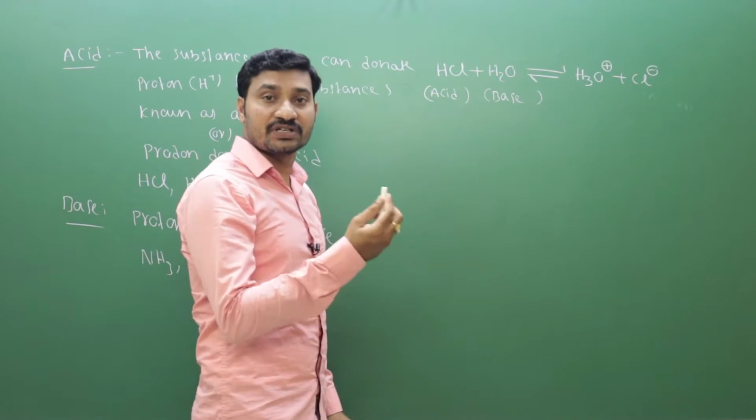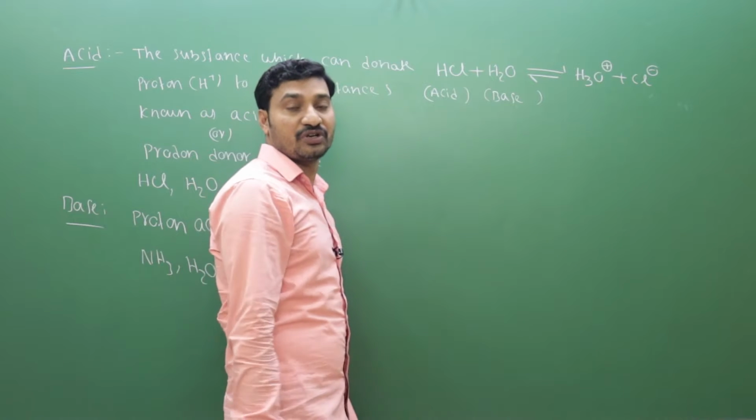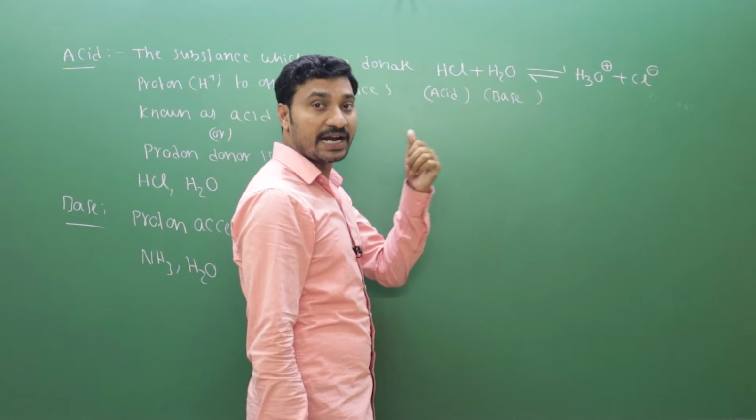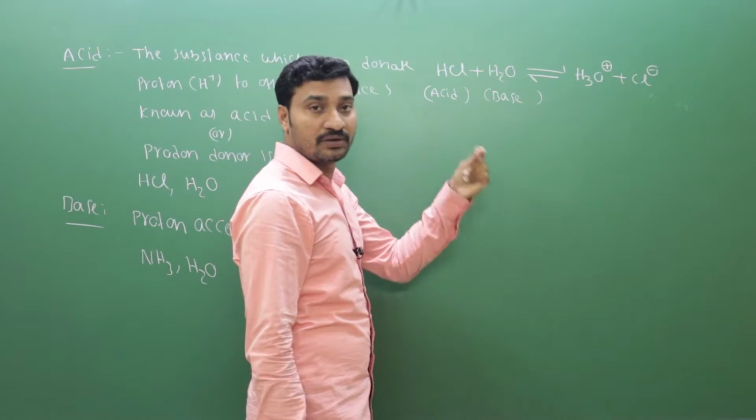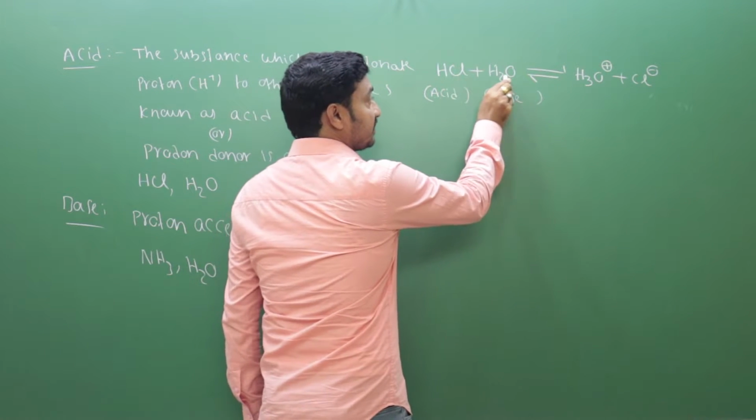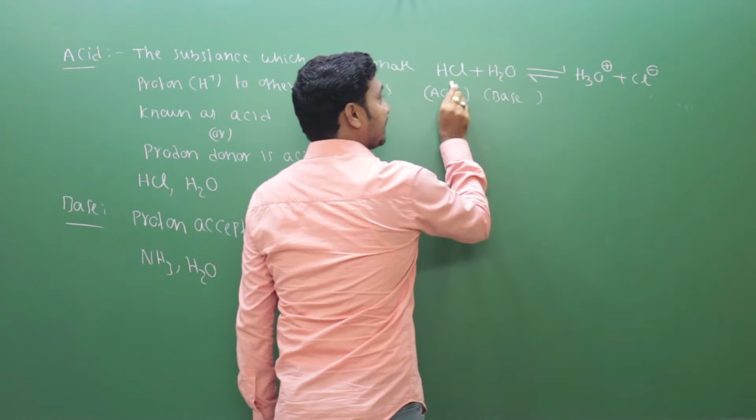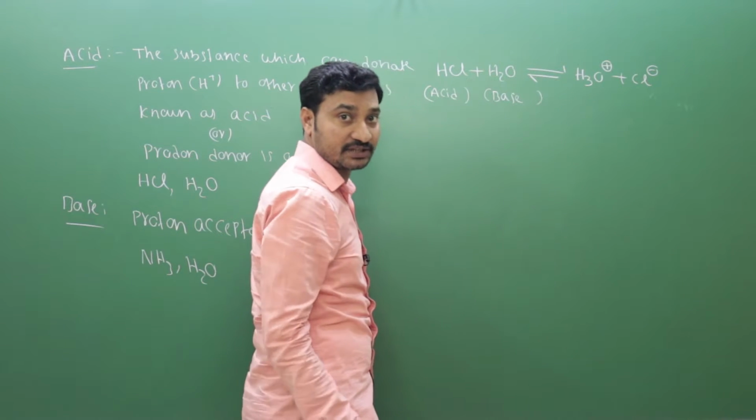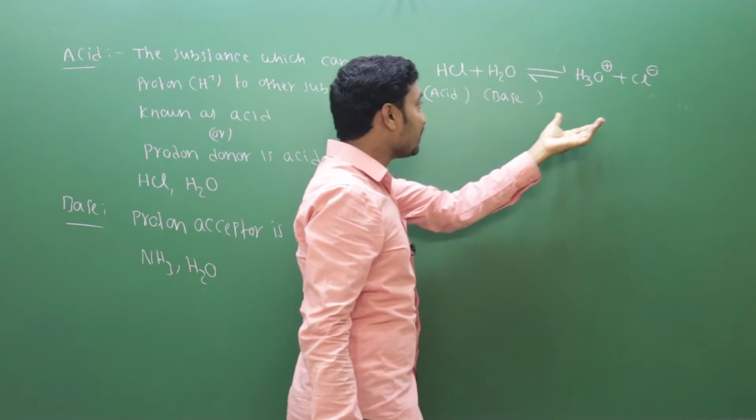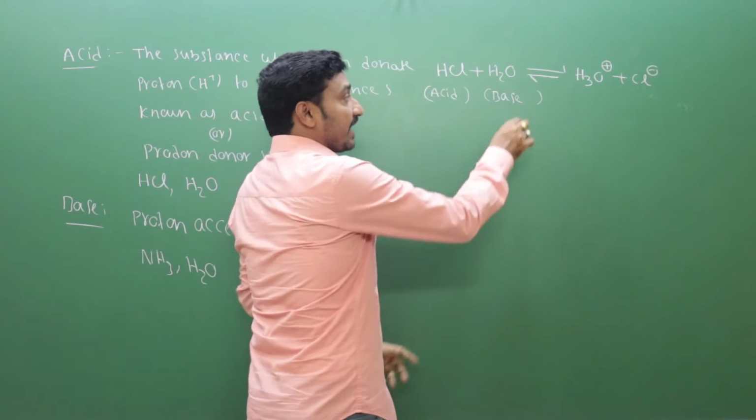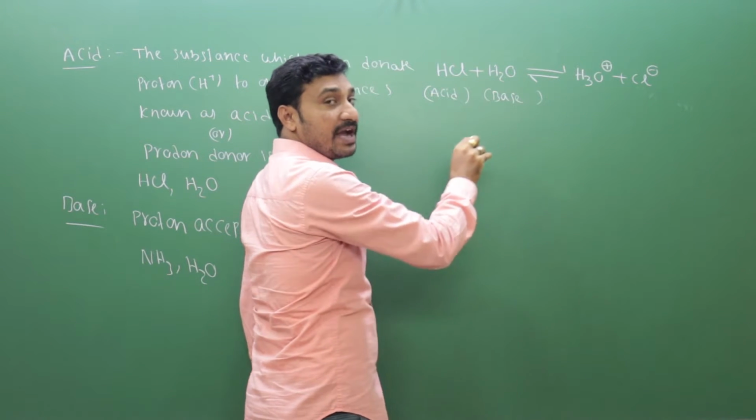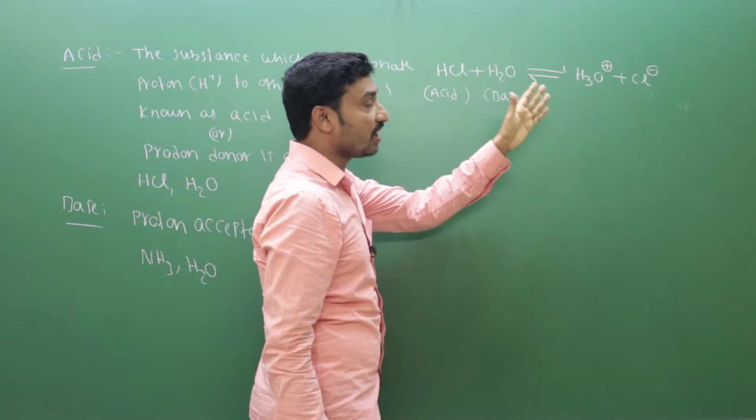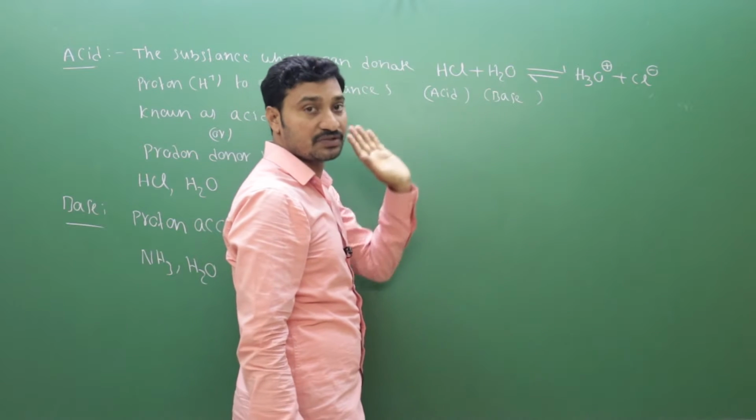This reaction is a reversible reaction. You know what a reversible reaction is? If the reaction takes place in both forward and backward directions, it is known as a reversible reaction. These are the reactants, these are the products. Reactants to products is the forward reaction, so this arrow indicates the forward reaction. Again, products are converted into reactants, back. This arrow indicates the backward reaction. So this reaction takes place in both forward and backward directions. That's why this is a reversible reaction.